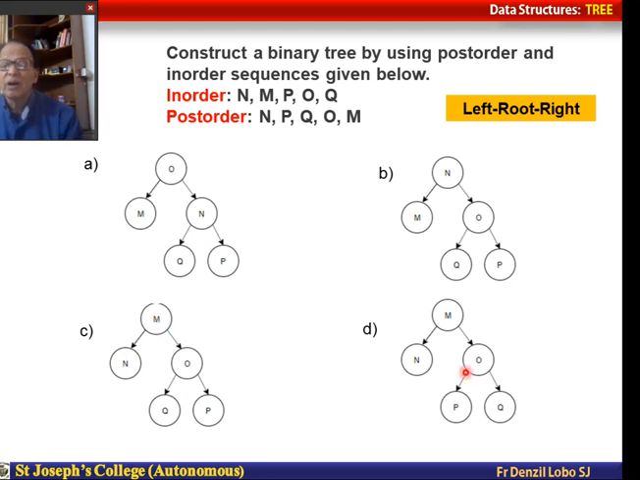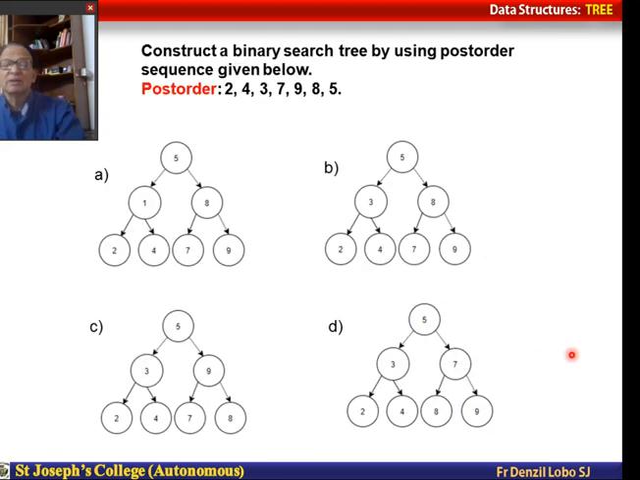Now I check the right subtree. This POQ will be the right subtree. Again, P should be the leftmost, but you see that Q is leftmost. Therefore, this is ruled out. Therefore, it has to be D. D is correct. Again, we go through in-order: N, left, M, and then we come to P, O, Q. And check the post-order also. Post-order is left, right, root. So left here, then P, right, root. So D is the correct answer.